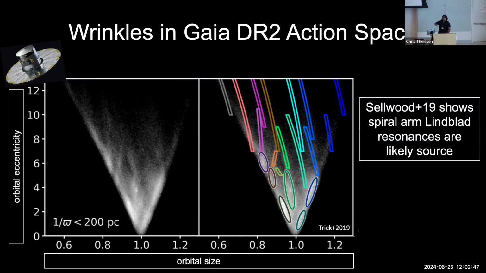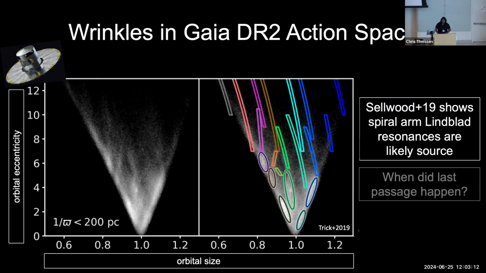Essentially, a spiral arm will pass through a region and kinematically heat stars from these near circular orbits up to these more eccentric orbits. This is really exciting because this has been discussed in simulations, but we're now seeing observational evidence of it. So we can go ahead and study those observational signatures and lend some insight into what's going on with spiral arms. The main motivating question for us is, when did these spiral arm passages happen to leave these wrinkles that we can now study?